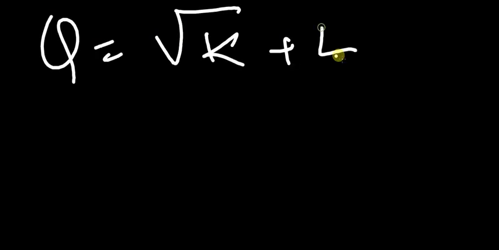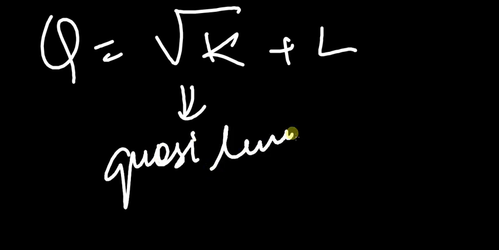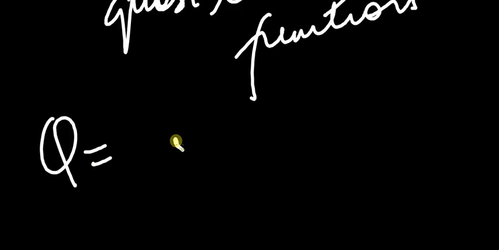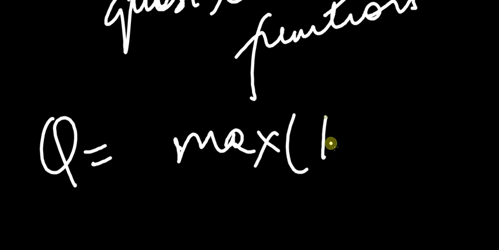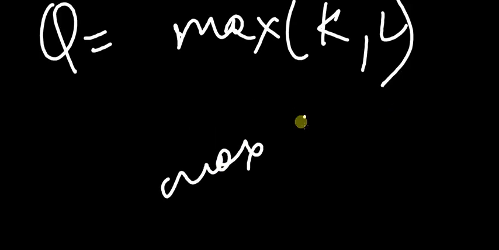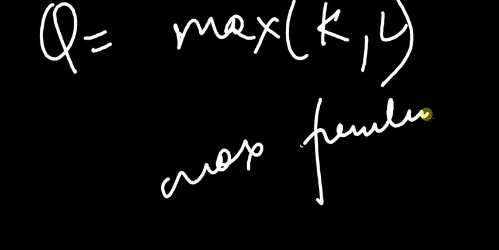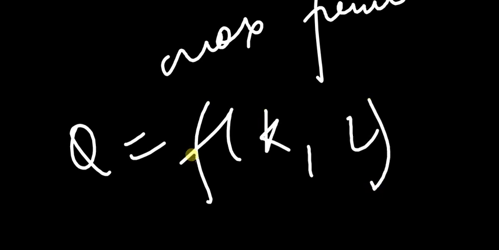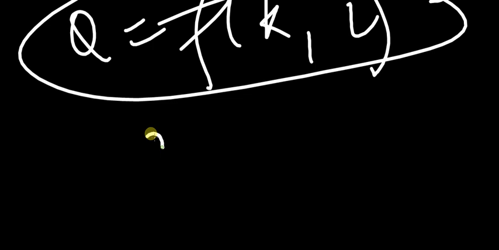And other forms as well, like output is root K plus L. So this is nothing but a quasi-linear function. Similarly, I can have output is equal to max of K comma L. So this is a max function. So basically, I have to show the relationship between output, labor and capital, and this relationship can be in any form.